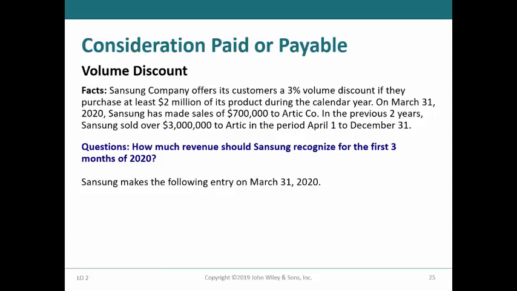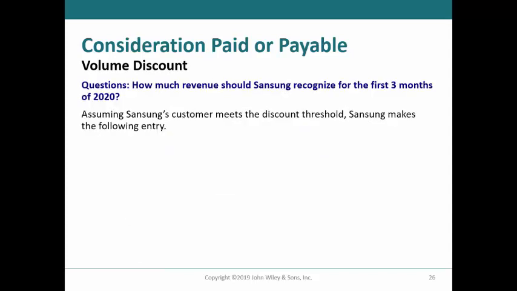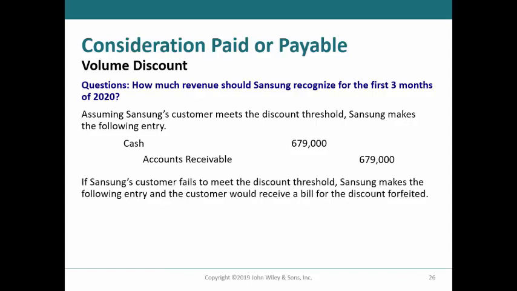Unless there is information to indicate that Arctic would not continue to purchase goods as they have in the past, then Samsung should record the revenue for the sale net of the rebate by debiting accounts receivable for $679,000 and crediting sales revenue for the same amount. Samsung would record payment from Arctic by debiting cash and crediting accounts receivable for $679,000. If Arctic fails to meet the discount threshold during the remainder of the year, Samsung would debit accounts receivable and credit sales discounts forfeited for the discount of $21,000.